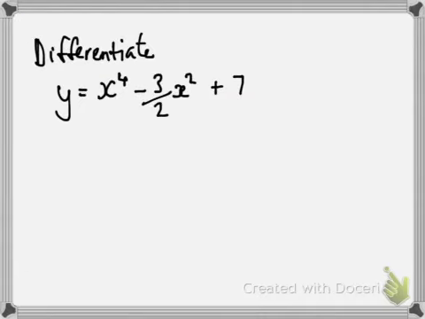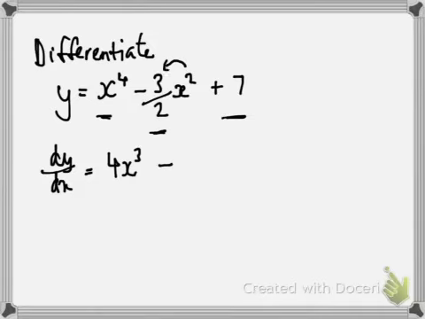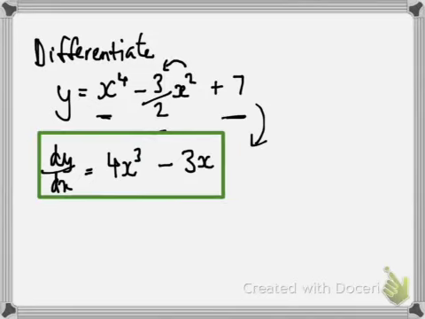Alright, if we've got a combination of things, then we take each term in the expression separately. So dy dx equals 4x to the power of 3. 4 goes out the front, reduce the index by 1, minus 2 times 3 on 2 is 6 on 2. 6 on 2 is 3. X to the power of, reduce the index by 1, becomes x to the power of 1 or just x. And of course the derivative of a constant is 0. So our derivative is simply this, 4x cubed minus 3x.